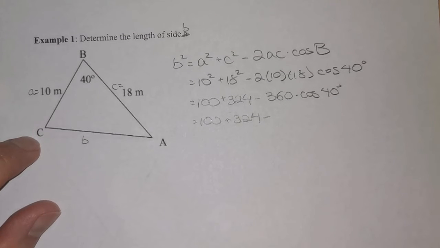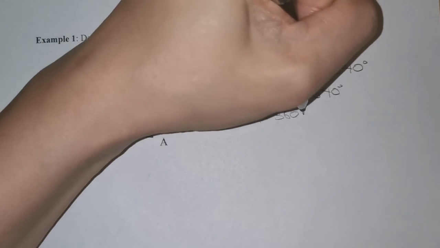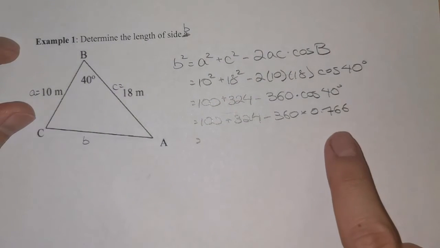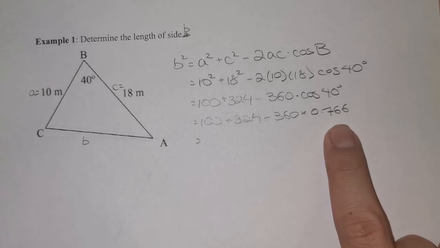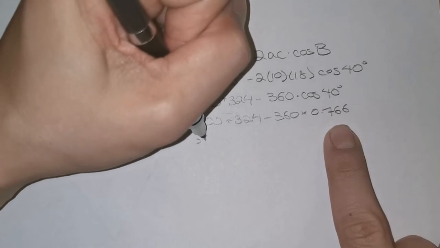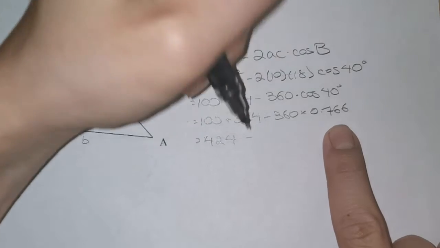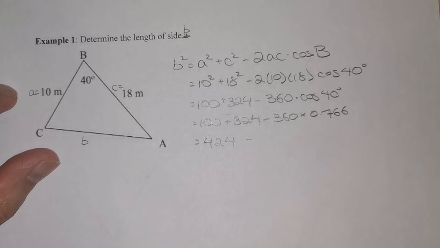40 cos. So that's 360 times 0.766. So again, you will want to just write down a couple of decimals, but in your calculator, you can keep all of the decimals. So I'm going to go cos 40 times 360.